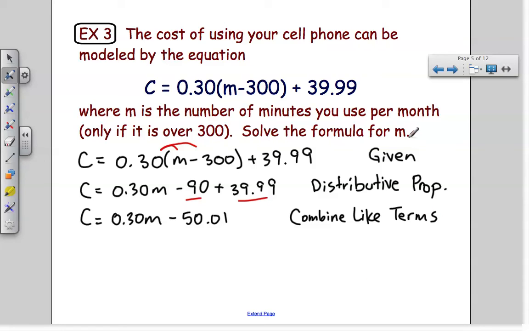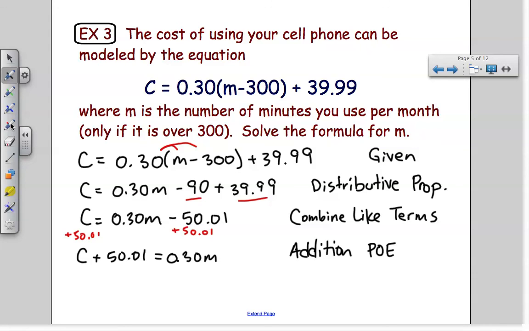Remember how we're solving for m, which means get m alone. So I'm actually thinking that I should move this 50.01 to the other side so I can get rid of it. So I'm going to add 50.01 to both sides. I know I can't really combine here. I just have c plus 50.01 equals 0.30m. What allows me to add something to both sides? Well, I'm adding to both sides. That's addition property of equality.